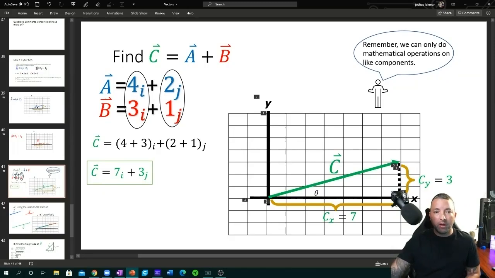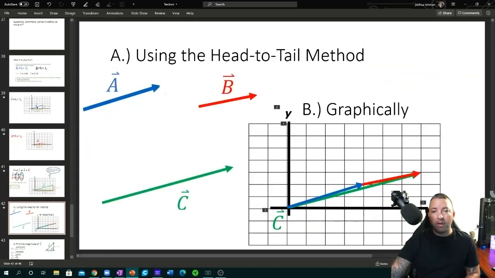Now, the next part is use the head to tail method or the parallelogram method. Again, I prefer head to tail. So what do we do? We take vector A. Let's just drag this thing down here, and we leave vector A alone. We leave it as it is. We don't do anything with it.